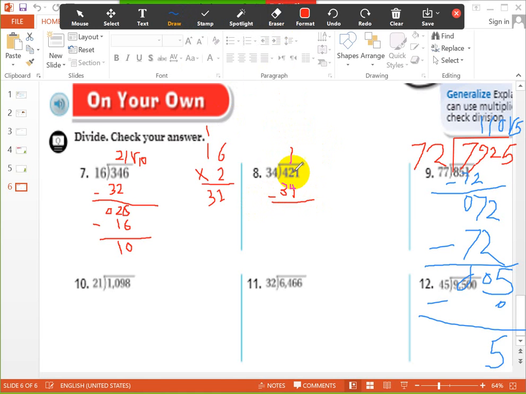2 minus 4, I have to borrow from the 4, so it will be what? This one will be 3, and this one will be 12. Now 12 minus 4 equals 8.